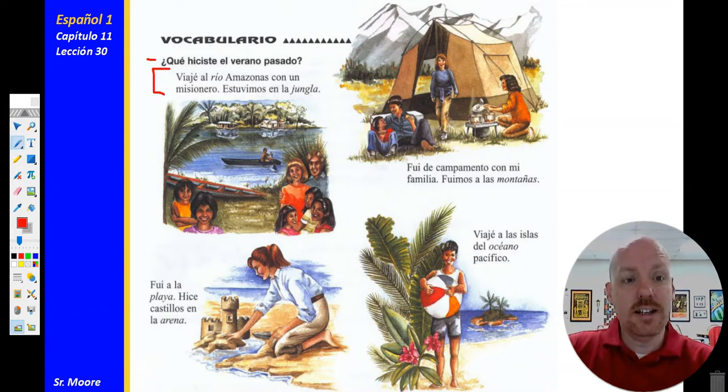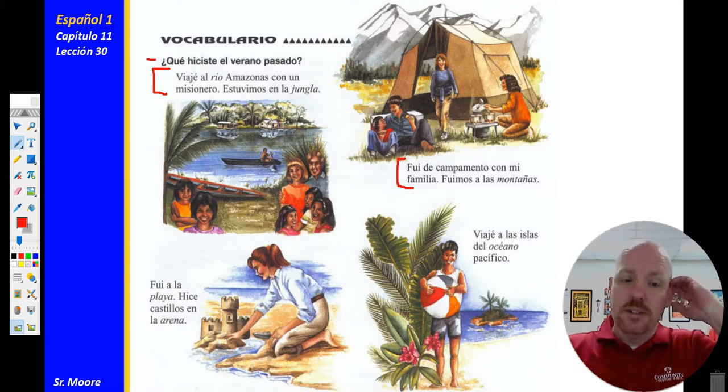Here is one very exciting example of what this family did last summer. Viajé al río Amazonas con un misionero. I traveled to the Amazon River with a missionary. Estuvimos en la jungla. We were in the jungle. A very exciting summer vacation there. Here's another one. Fui de campamento con mi familia. I went camping with my family. Fuimos a las montañas. We went to the mountains.